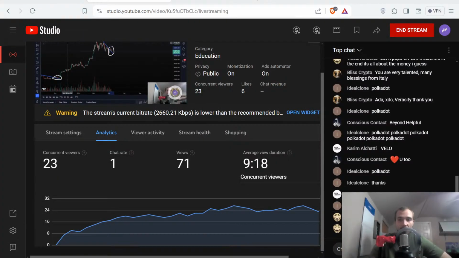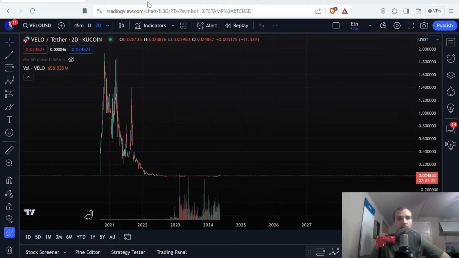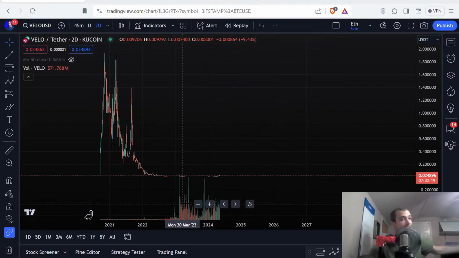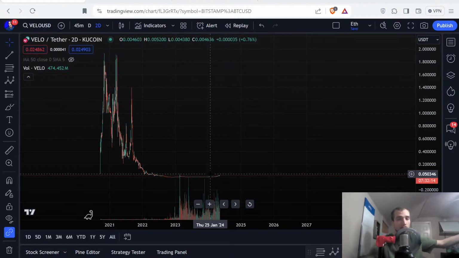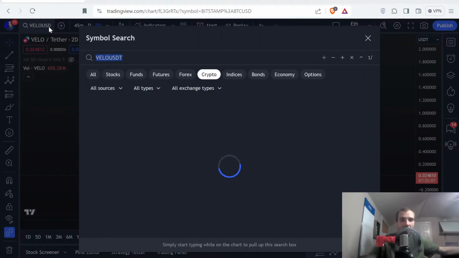XRP and XLM. Velo looks like a bubble that popped bad. Okay, listen, dude, I need to explain this to you really quickly. This is a chart that I buy, okay? This is what pros buy. If it looks dead, if it looks like it popped really bad, yet there's massive amounts of volume and a huge double bottom pattern, this is what pros buy. This isn't dead. Okay? I don't know what else to say.